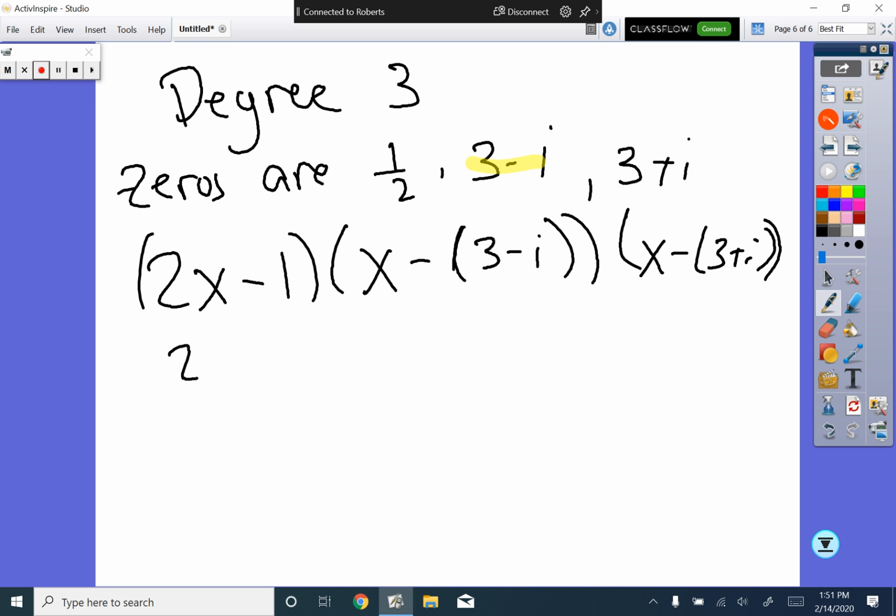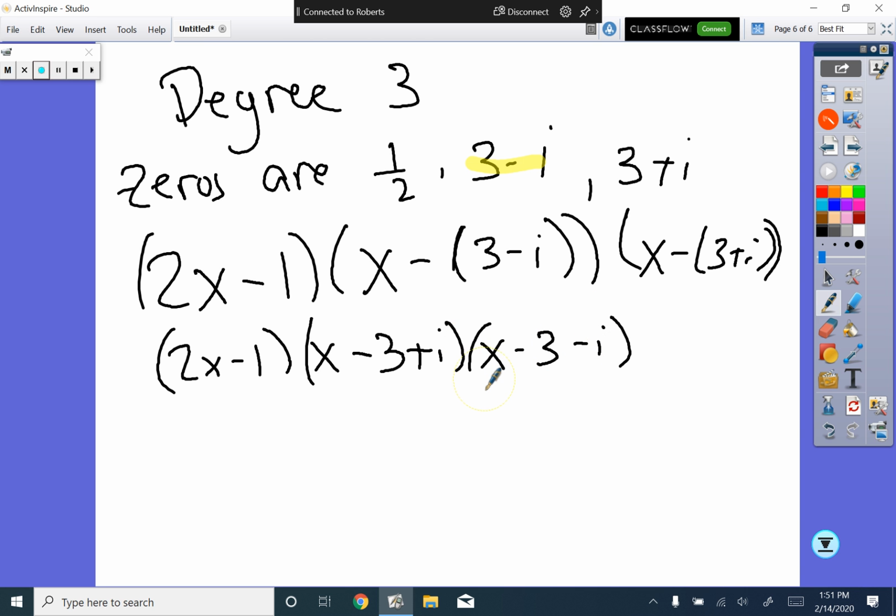So I have 2x minus 1, x minus 3 plus i, x minus 3 minus i. Does everybody see where I got that from? I just distributed the plus or the minus through the parentheses. Okay? Now, if you ever have imaginary numbers, multiply them first. Go ahead and multiply those two first.